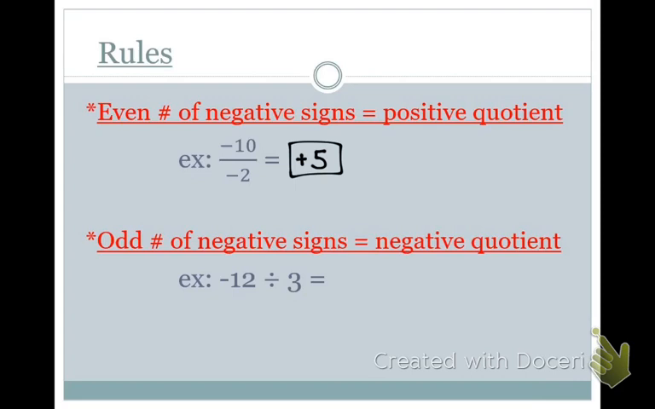All right, let's look at the next one. Whenever there's an odd number of negative signs, your answer will always be? Negative, okay? How many negative numbers do you see right there? 1. Only 1, okay? So is my answer going to be positive or negative? Negative. And what's 12 divided by 3? 4. So your answer is? Negative 4. Once again, these are the same exact rules that we had when we multiplied integers.